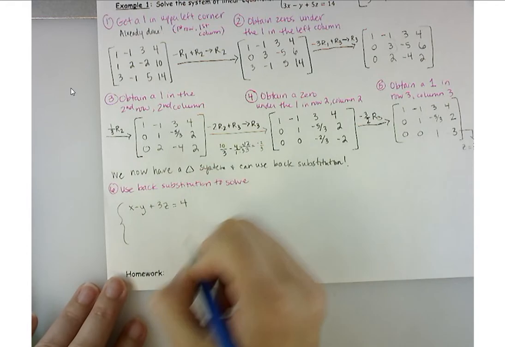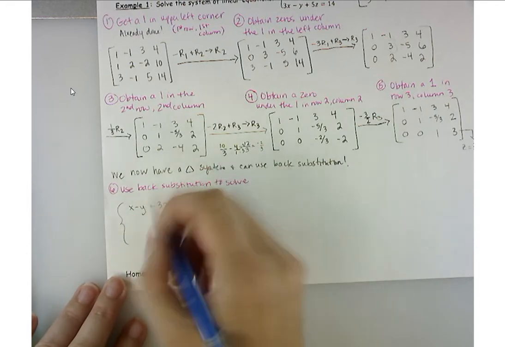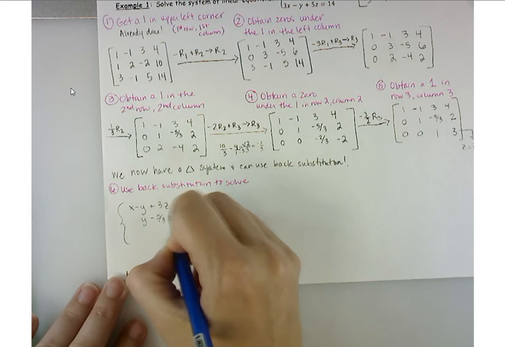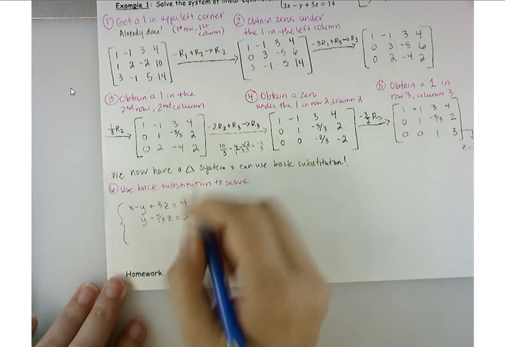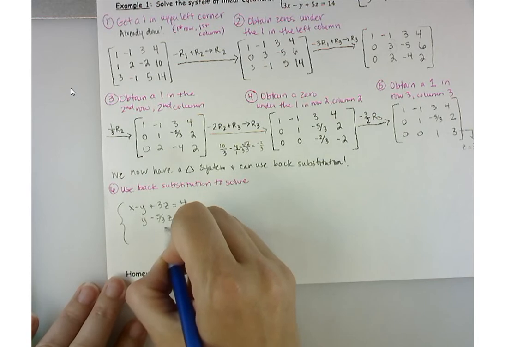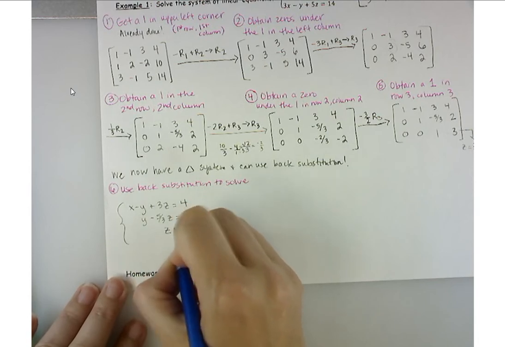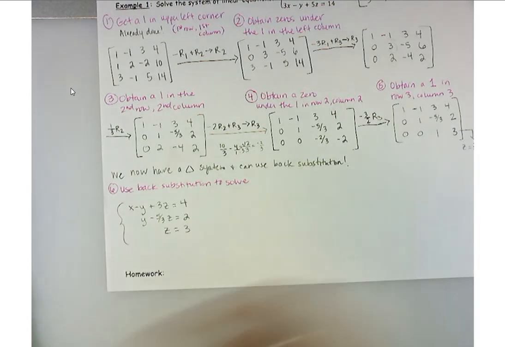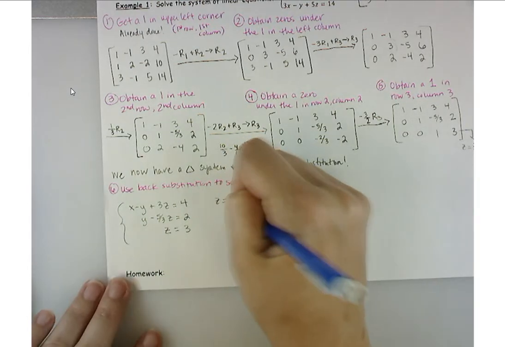Okay, and then Logan, what's my second equation? Y minus 5 thirds z equals 2. Good. Okay, and then Cam, what's my last equation? Is it just z? Yep, and that's going to be equal to? 3? Good. Okay, so then when we're using our back substitution, we already have our z is equal to 3.